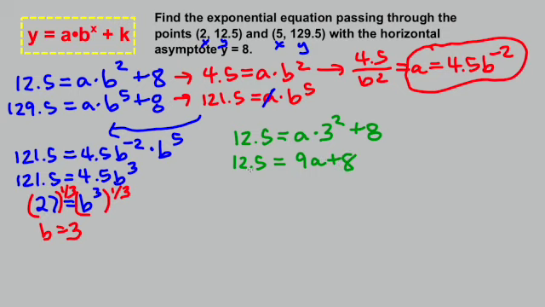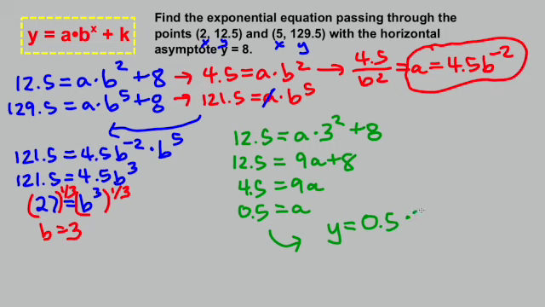Go ahead and subtract 8 on both sides. We get 4.5 equals 9a. And then if we divide both sides by 9, we're going to wind up with a over here. And 4.5 divided by 9 is 0.5. So that's going to be our a value. So when we're all done, our equation is going to be 0.5 times 3 to the x power plus 8.